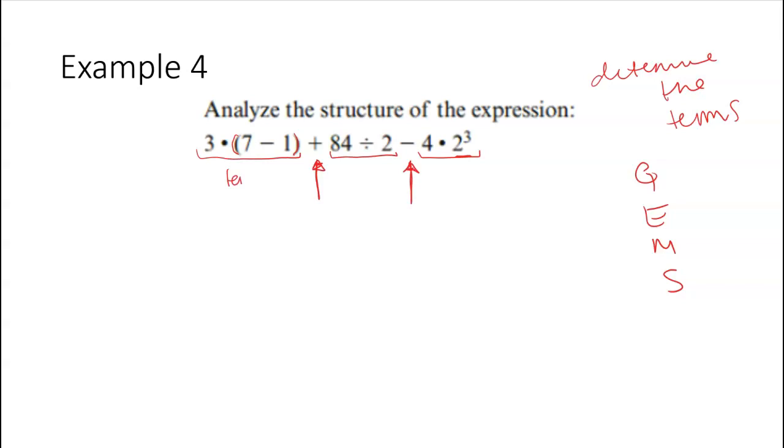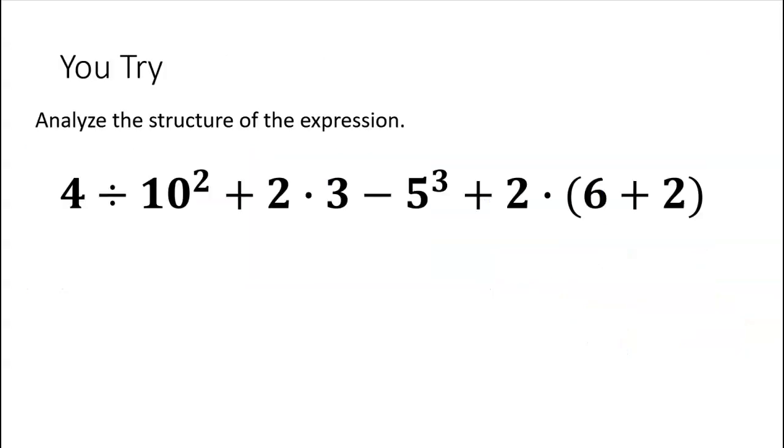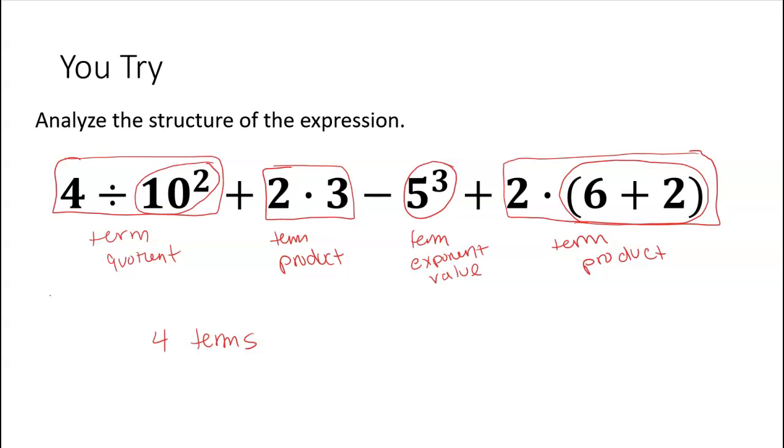So this here is a term, and this is a product because we're taking 3 times this group. And this here is a term because it's separated by addition and subtraction, and this is a quotient because we're dealing with division. And here this is a term, and this is also a product because we're dealing with multiplication. If you want to see it a little bit more, you can pause here or check it out in your textbook. So go ahead and analyze the structure of this expression, and press play when you're ready to see the solution. And there we go.